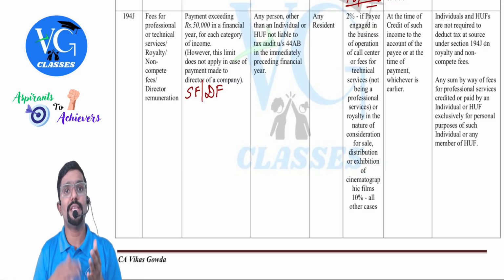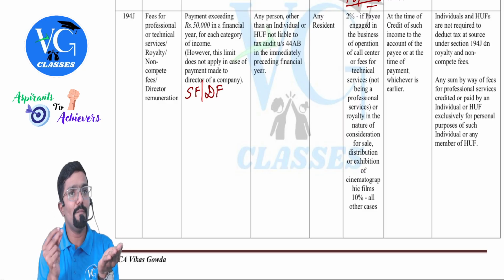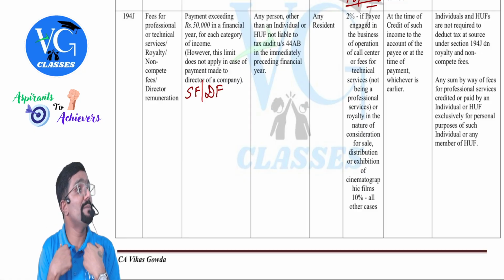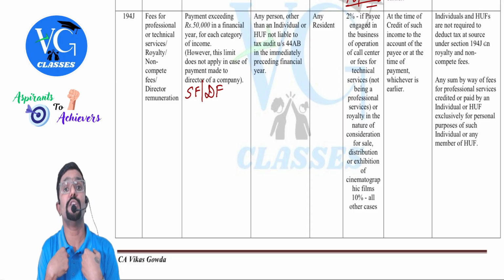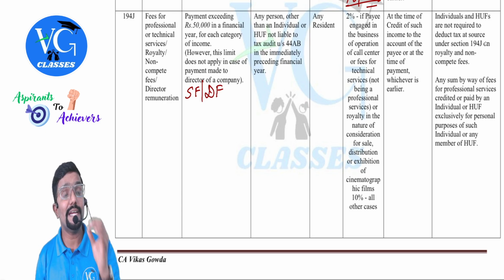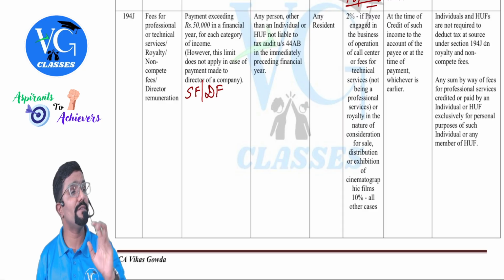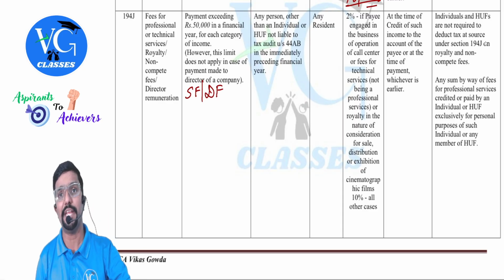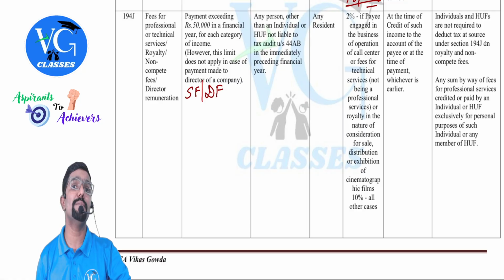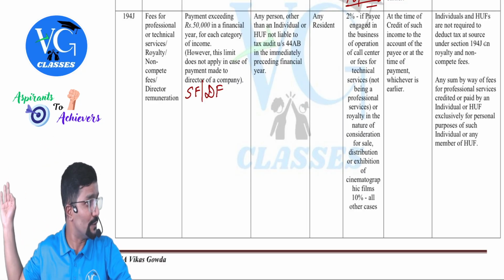192. So if there is an employer-employee relationship between a director and a company, and if the director receives anything as salary, it is taxable for him under which head? Salary. So the employer will deduct TDS under which section? 192. Same way, if a director is receiving director's fee or sitting fee for attending the board of directors meeting, where is it taxable for them, guys? Under the head other sources.